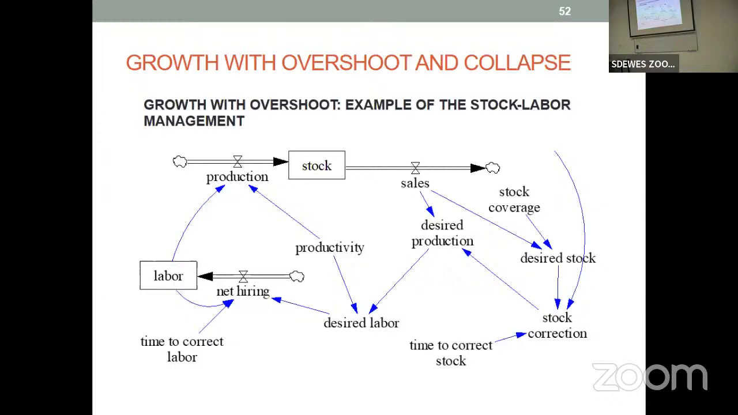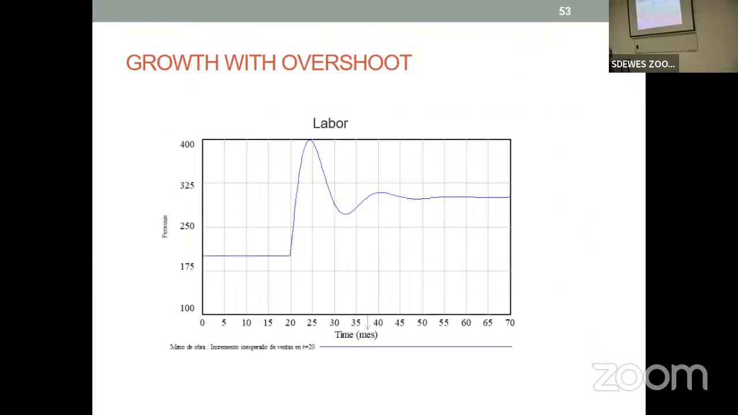And finally, I will have the production with, assuming a constant productivity, or maybe not constant, and the sales, and so on. We will also have a desired stock. The desired stock, we will also need some time to correct. So the desired stock is just to have a regular answer to a system like that. The behavior is like that.